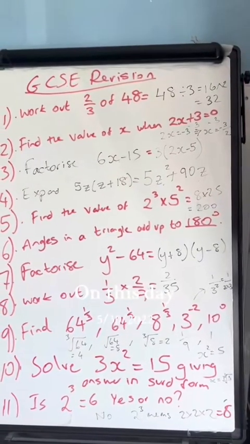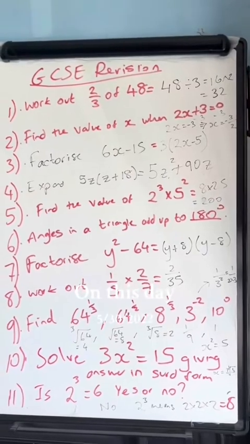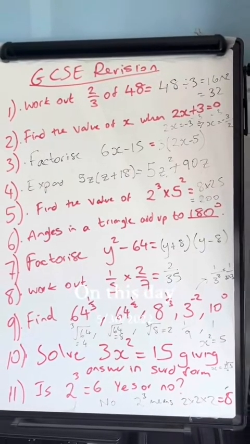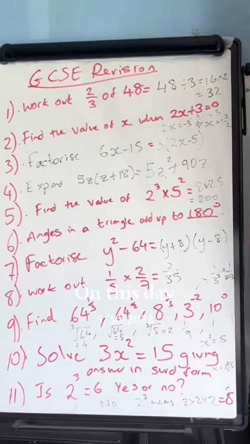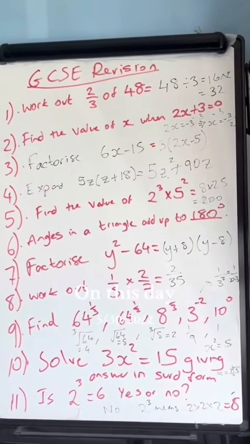Okay, factorizing the difference of 2 squares. When it's a letter squared minus a square number, it's always that letter plus the square root of that number times that letter minus the square root of that number.